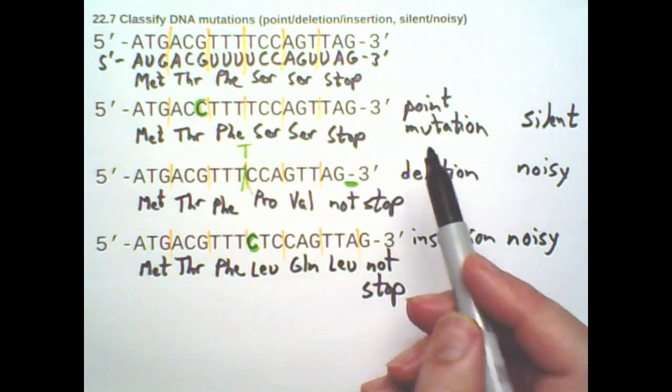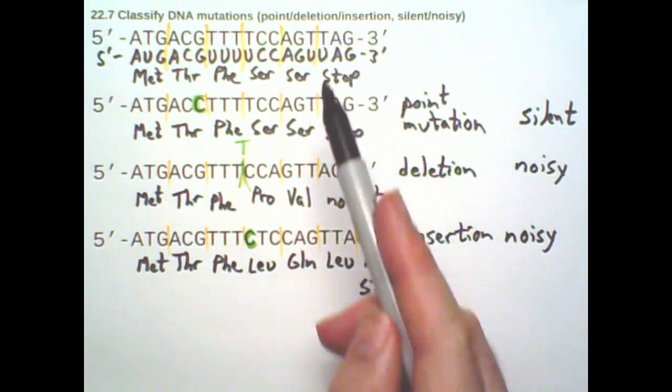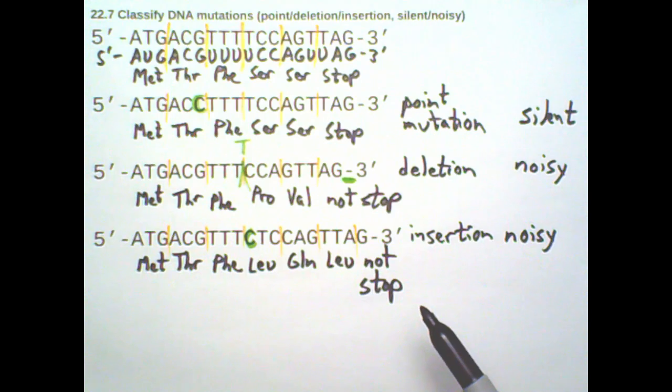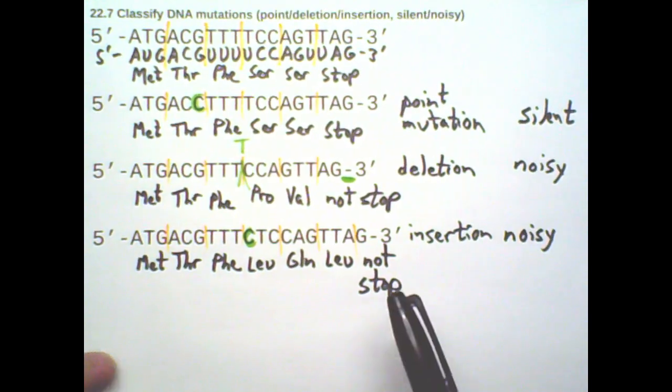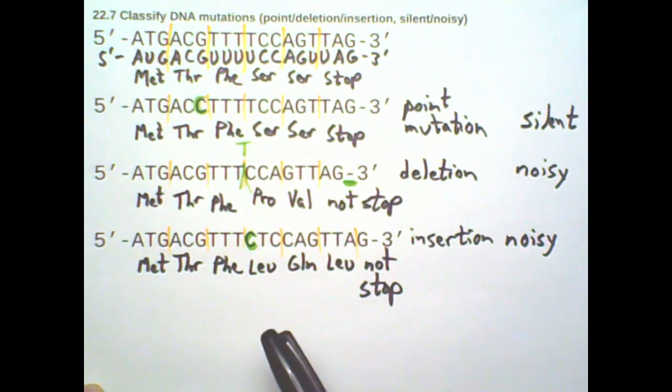So point mutations are often silent. Deletion and insertion mutations are almost always very noisy. So those are good choices to assume on your problems when you encounter a point mutation, a deletion, or an insertion mutation.